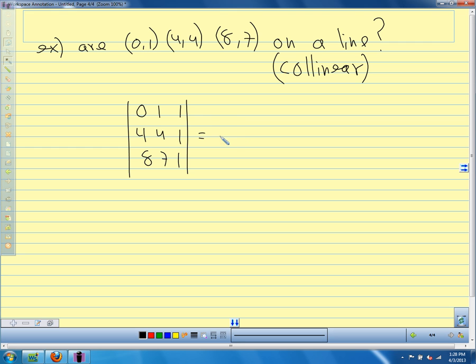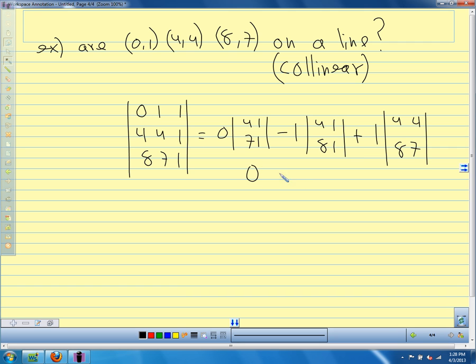I'm going to take the first number, 0 times the determinant I get when I cross out the first row and first column, 4, 1, 7, 1. Well, that's just 0, minus the second number, 1 times the determinant I get when I cross out the top row middle column, 4, 1, 8, 1, plus the third one, 1 times 4, 4, 8, 7, the determinant I get when I cross out that row and that column.